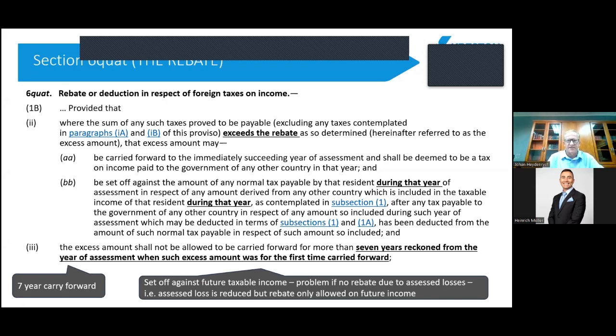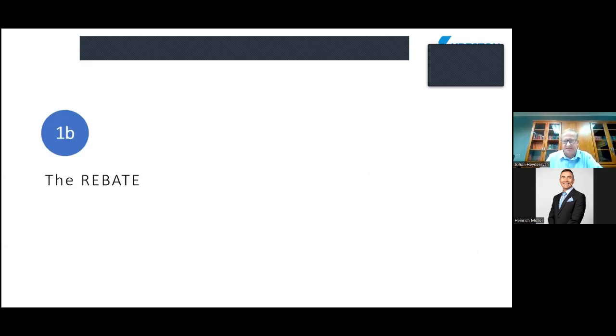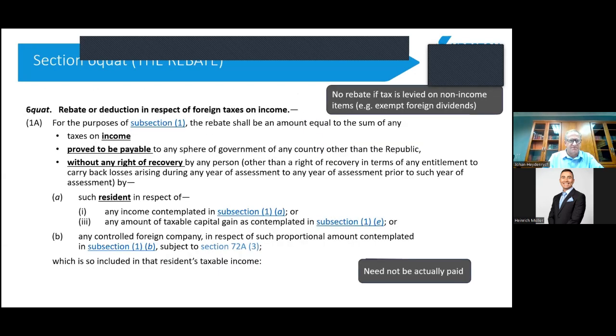All right. So there's a 7-year carry forward. But there is a problem, and we'll show an example of that. If you have a loss in the current year, that foreign income still sets off the loss, but you can only set off the carry forward against future taxable income, not against the current year loss. But there's an example of that. All right. So that is the rebate.